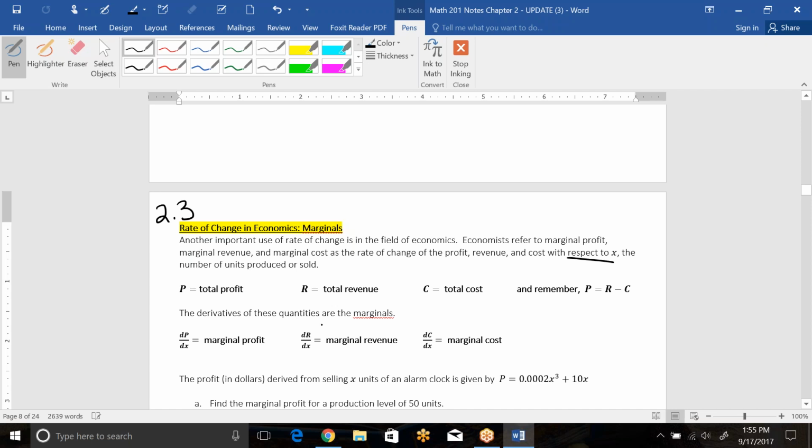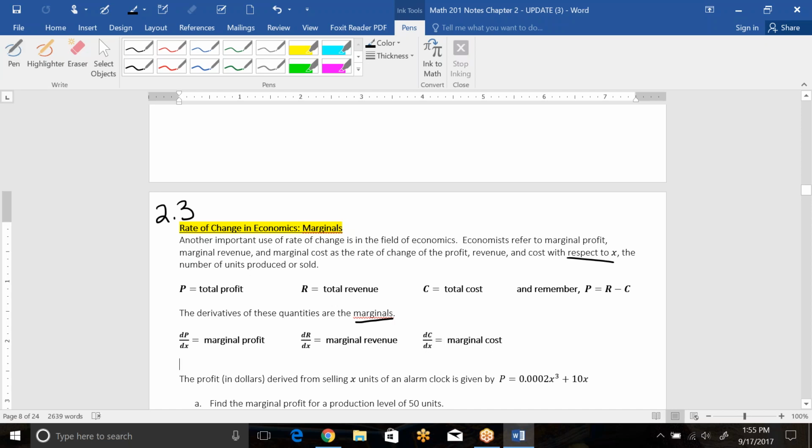The derivatives of these quantities are called the marginals. If you take the derivative of profit with respect to X, you get marginal profit. If you take the derivative of the revenue function with respect to X, you get the marginal revenue. And if you take the derivative of the cost function with respect to X, you get a marginal cost.